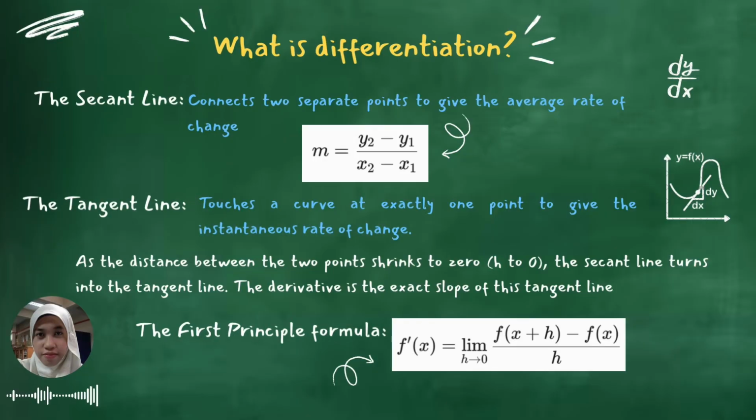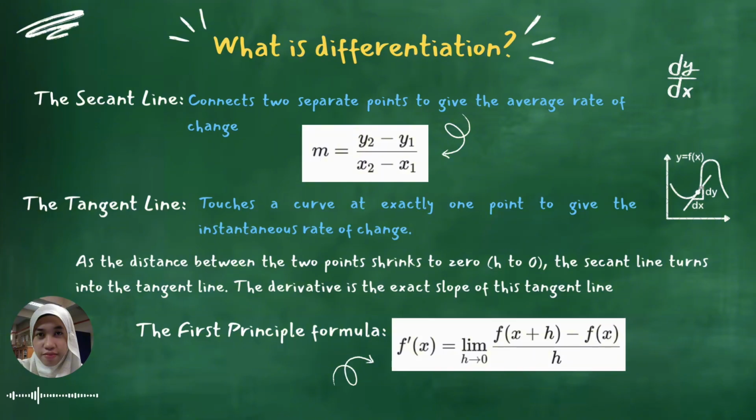To understand differentiation, we first need to know about two types of line. The secant line connects 2 points on a curve and gives the average rate of change. Its slope is calculated as m equals y2 minus y1 over x2 minus x1. The tangent line touches the curve exactly at one point, giving the instantaneous rate of change, the rate of change at that exact moment. As the gap between the 2 points gets smaller and smaller, as h approaches 0, the secant line becomes the tangent line. The slope of the tangent line is the derivative.